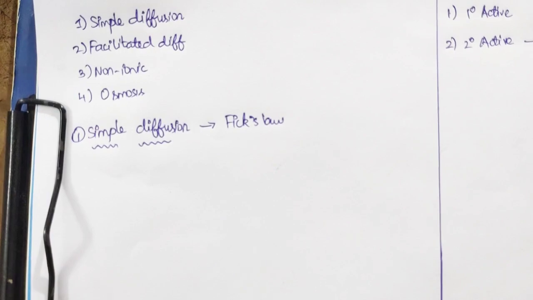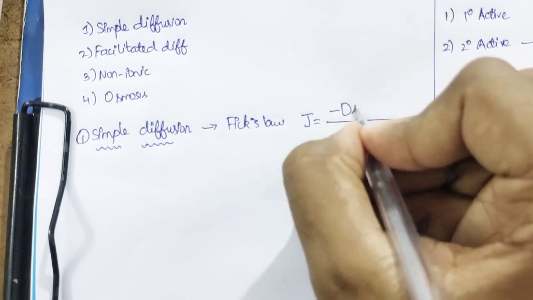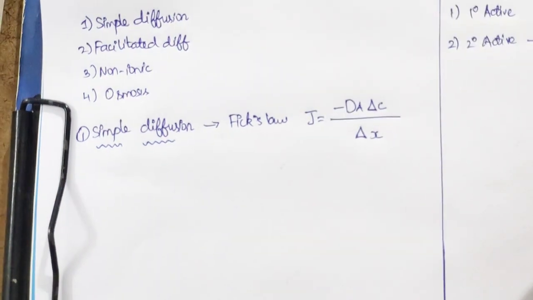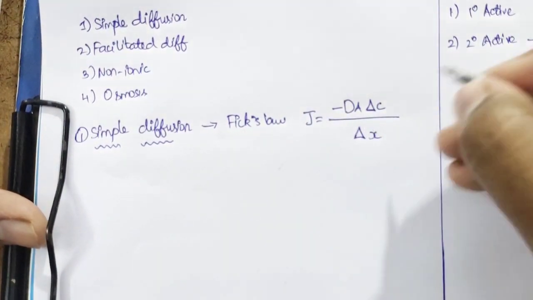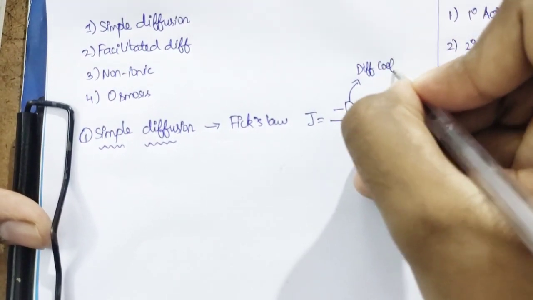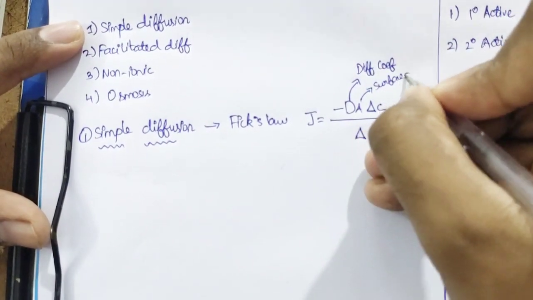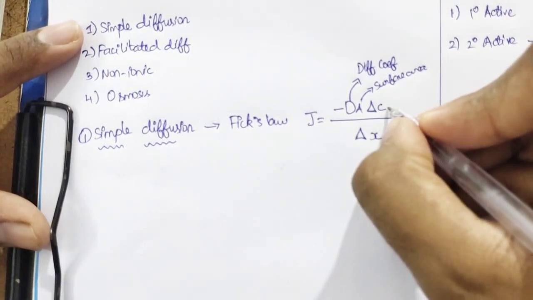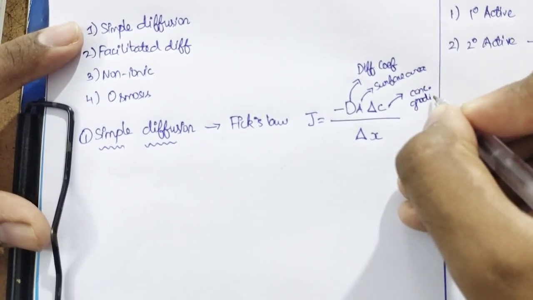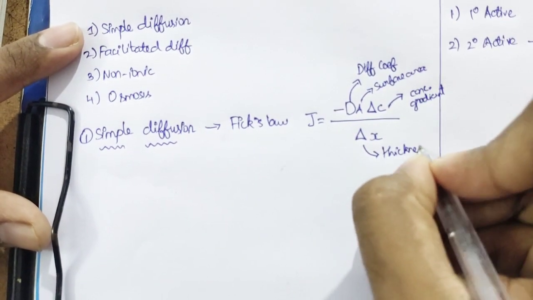Fick's law says the net transportation is equal to minus D A, gradient of C over gradient of X. So what is this? This D is the diffusion coefficient. A is the surface area. This is the concentration gradient. The gradient of X is the thickness of the membrane.